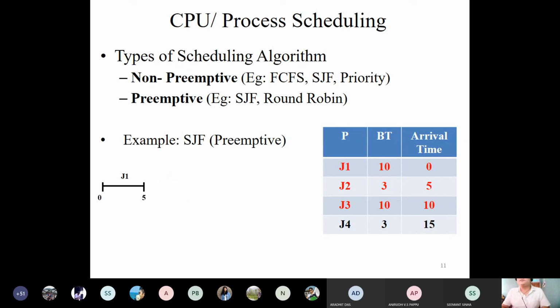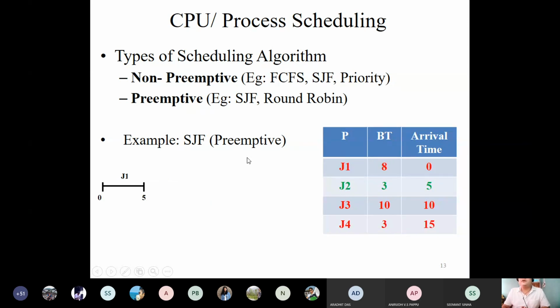At time t equals 10, in the computer system memory there are three jobs, J1, J2, J3, with burst times 10, 3 and 10. Job J2 has already completed, and so on. It will move ahead like that.